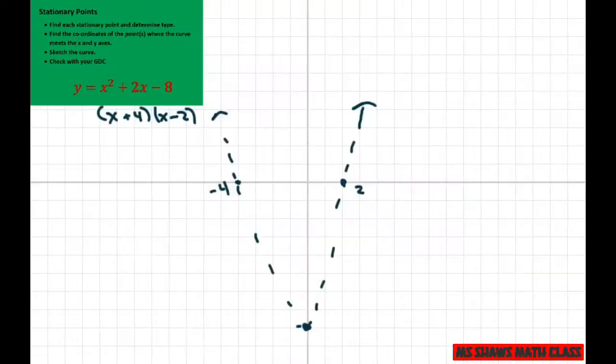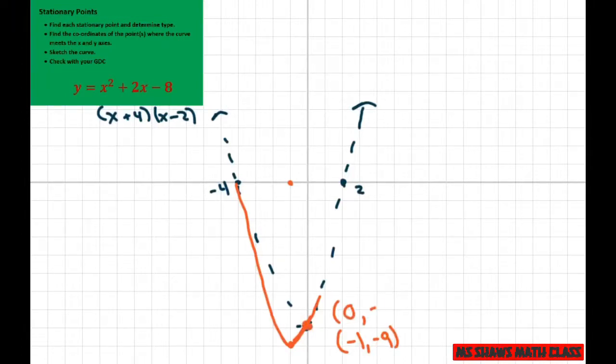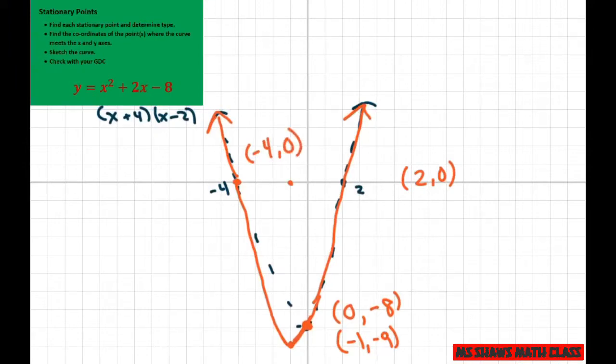Let's graph it. I don't think I graphed this very well, but so we have negative 1 comma negative 9. That's our minimum. This is your y-intercept, so let's look at this a little better. So our minimum is at negative 1, negative 9. Our y-intercept was 0 comma negative 8. And then our x-intercepts were 2 comma 0. And this one is going to be negative 4 comma 0. And I kind of quickly sketched that because I was trying to make the video a little shorter. So there we go. And this was negative 1 here.